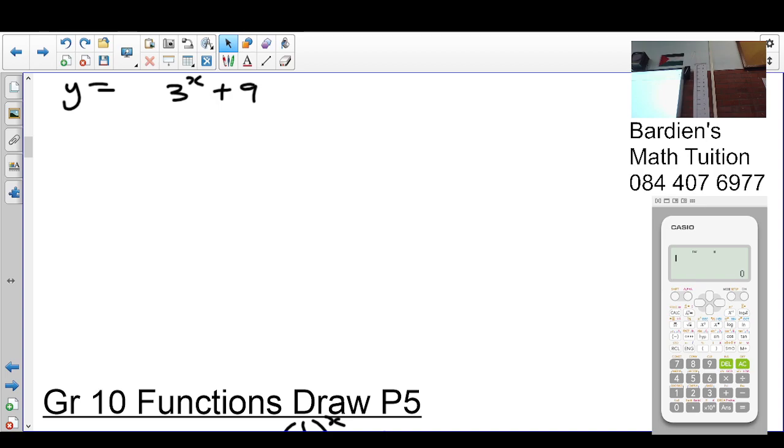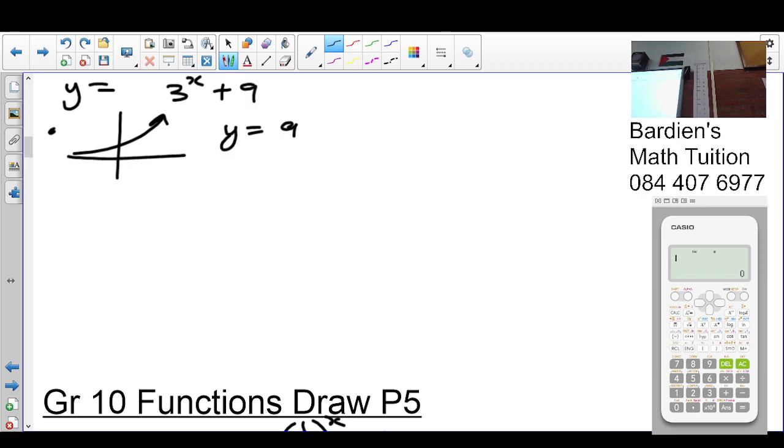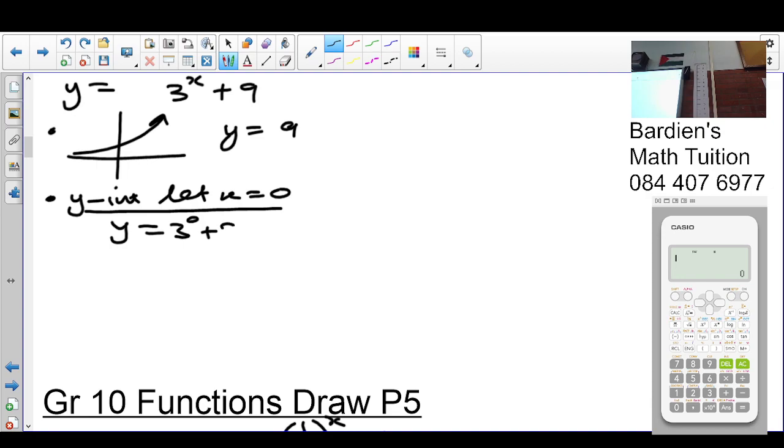Alright, so let's do this quickly. Firstly, the shape. What can we say about this graph? Increasing graph. We have the horizontal asymptote of y is equal to 9. And you work out a y-intercept. What do you do for y-intercept? x is equal to 0. So you get y is equal to 3 to the 0 plus 9, which gives you the answer 10.